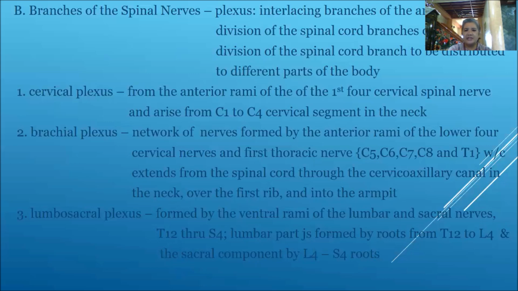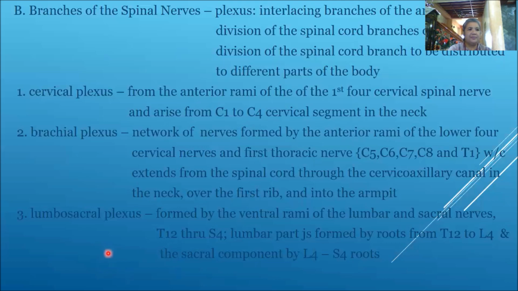So from your C5 to T1, that will make up your brachial plexus, the anterior division of the lower 4 cervical nerves and the first thoracic nerves. This will extend from the spinal cord through the cervicoaxillary canal in the neck, over the first rib into the armpit.